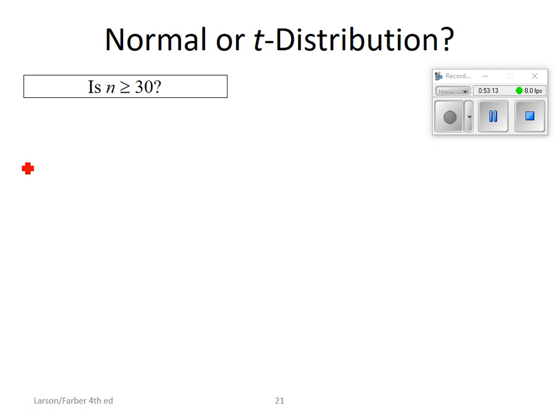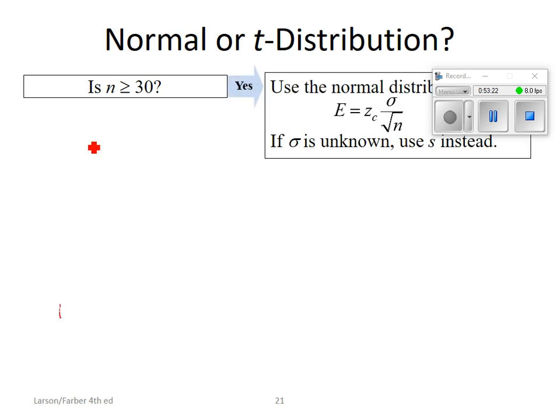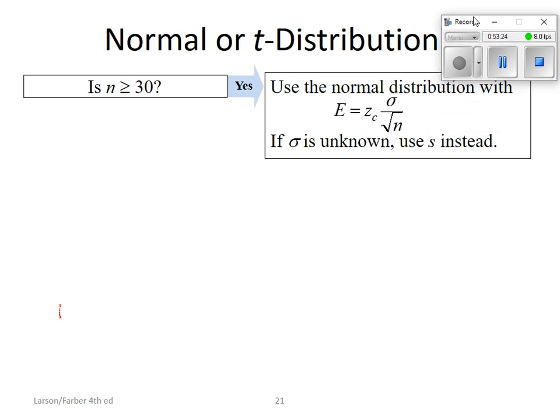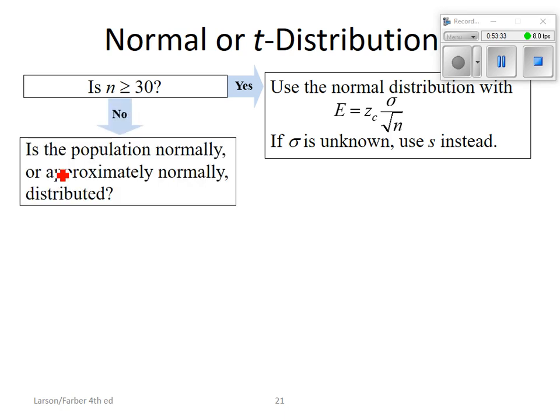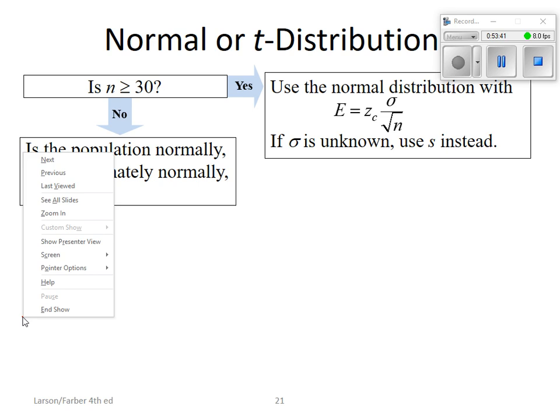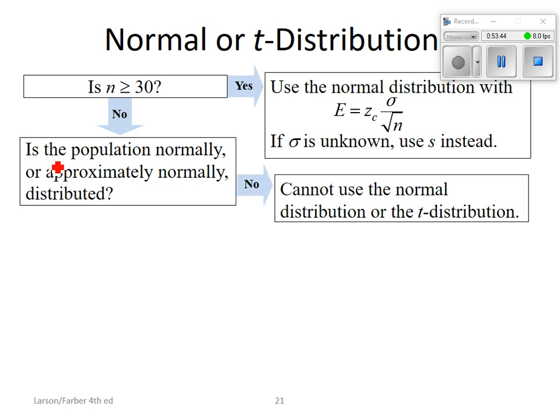For the normal distribution, this is what you're going to have to do when it comes to test time. First thing you ask yourself, is n greater than or equal to 30? If yes, then we just use the Z setup. If n's not greater than or equal to 30, then we have to check some other stuff. Is the population normal or approximately normal? If yes, then we can't use the Z, so we use the T distribution, because we have less than 30, as long as it's normal.